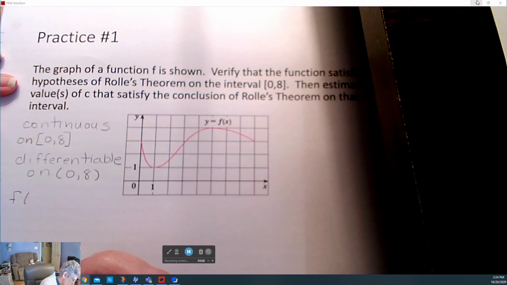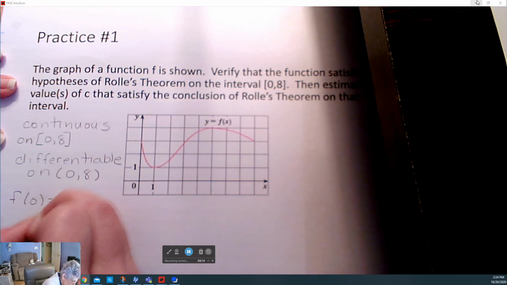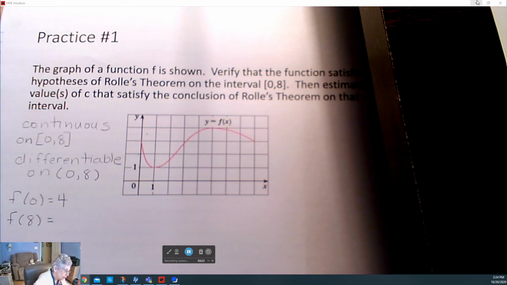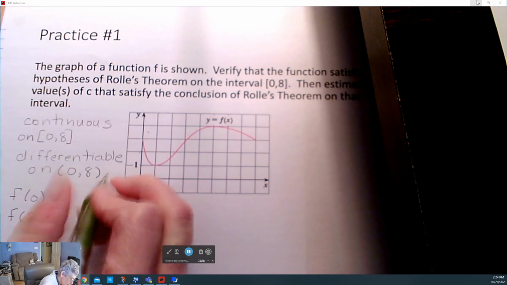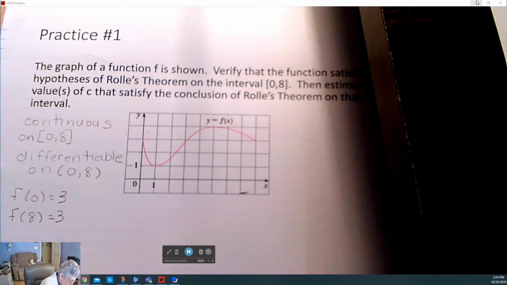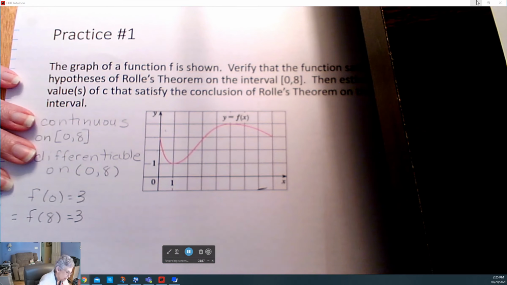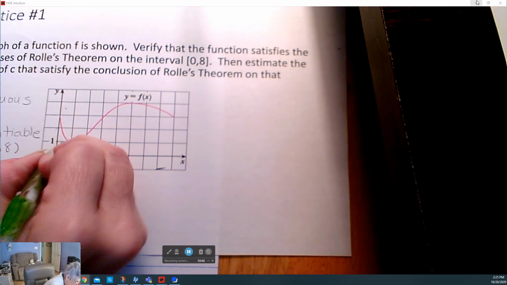And we're calling it f. f of 0 is equal to 4. f of 8 is equal to 1, 2, 3. Yeah, 3, not 4. So they are equal to each other. So f of 0 equals f of 8. That means that it fulfills the hypotheses of Rolle's theorem. There has to be at least one spot where it switches from increasing to decreasing or decreasing to increasing.